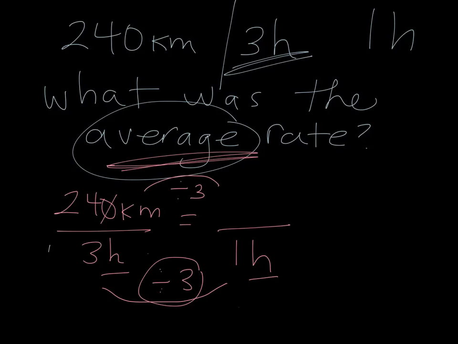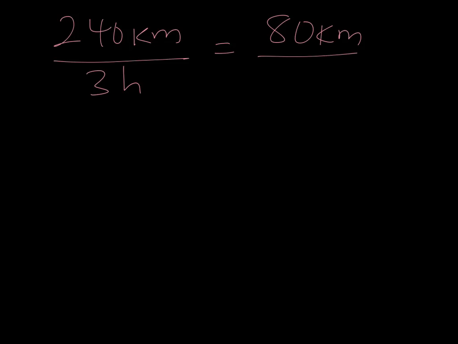What was I saying? 240 divided by 3, I can do that easily. Pretend the zero's not there. 24 divided by 3 is 8. So that means 240 divided by 3 is 80. And always remember the units. So that means that 240 kilometers in 3 hours, the average rate is 80 kilometers per hour. So I'm just going to put that again here. 3 hours equals 80 kilometers an hour.